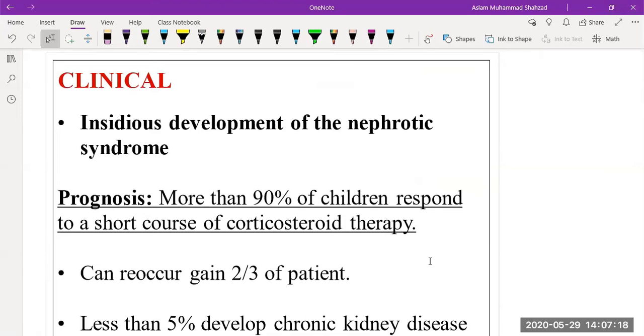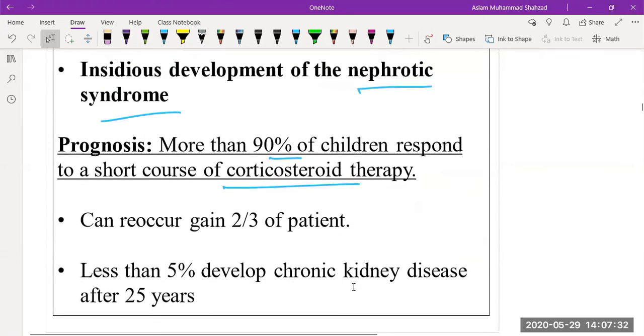Clinically, there will be the insidious development of nephrotic syndrome. Prognosis: more than 90% of the children respond to short-term corticosteroid therapy. So corticosteroid therapy can be given for the short term, because long-term can have adverse effects, because adrenal suppression occurs if the therapy is prolonged. And what is adrenal suppression? The adrenal, which is responsible for secreting the hormones, is not producing the normal response. It is not producing the hormones, so it leads to retardation of growth.